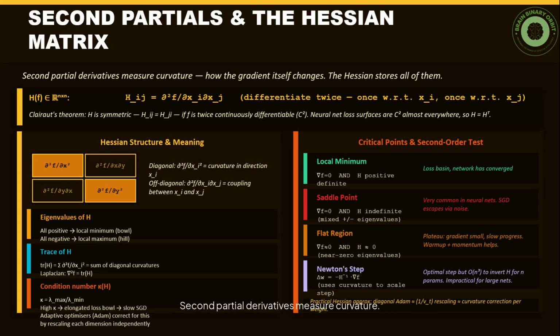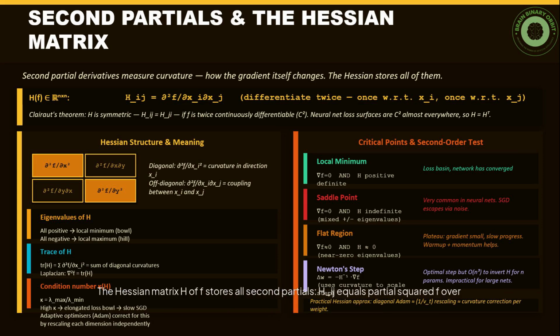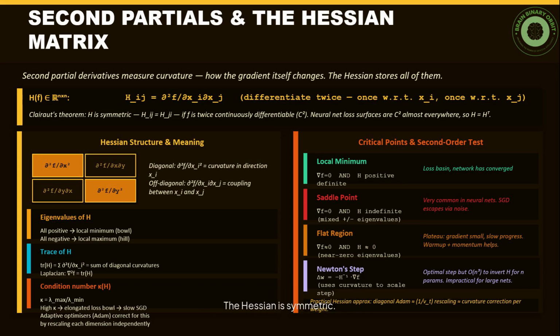Second partial derivatives measure curvature. The Hessian matrix H of f stores all second partials. H_ij equals partial squared f over partial x_i partial x_j. The diagonal entries are the curvatures in each coordinate direction. The off-diagonal entries measure coupling: how changing x_i affects the gradient in direction x_j. By Clairaut's theorem, if f is twice continuously differentiable, the order of differentiation doesn't matter: H_ij equals H_ji. The Hessian is symmetric.